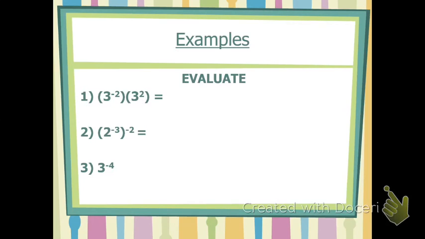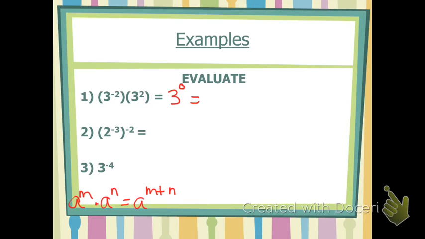We have 3 to the negative 2 times 3 to the positive 2. So this is an example of the product of a power property, one that looks like a to the m times a to the n equals a to the m plus n. That means we're going to keep the same base and we're going to add the exponents. Negative 2 plus 2 is 0.